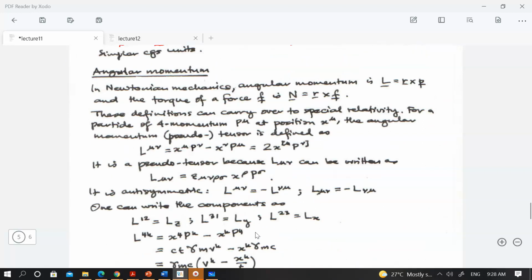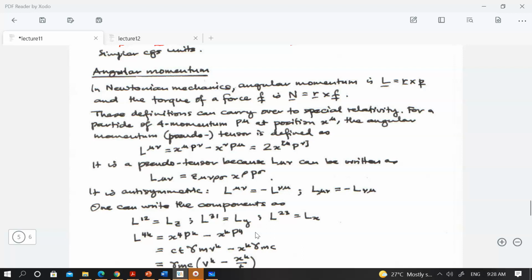Let me go to this section as the last part of this lecture 11. So far we have described how to define four momenta, four velocity, and four force: the four vector of force, the four vector of momentum, and the four vector of velocity. But in Newtonian mechanics, we are also aware that you can define angular momentum. So how can you define angular momentum in the case of special relativity?